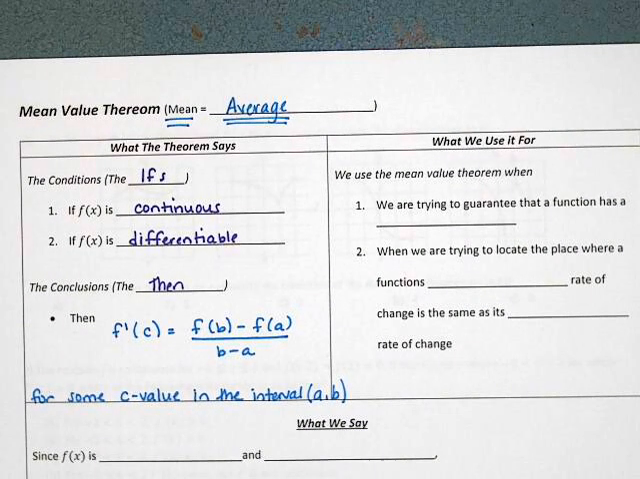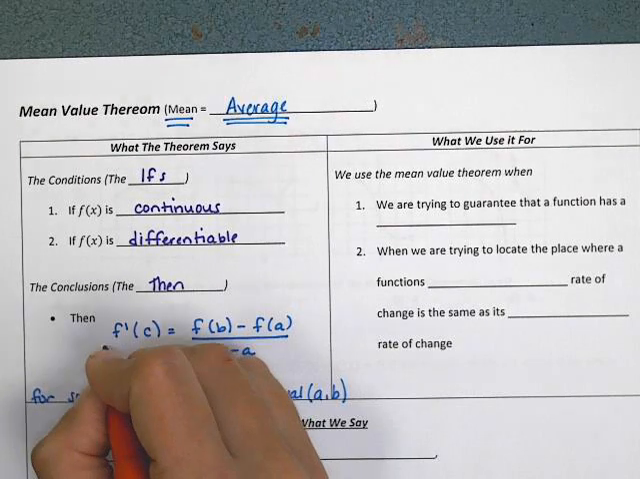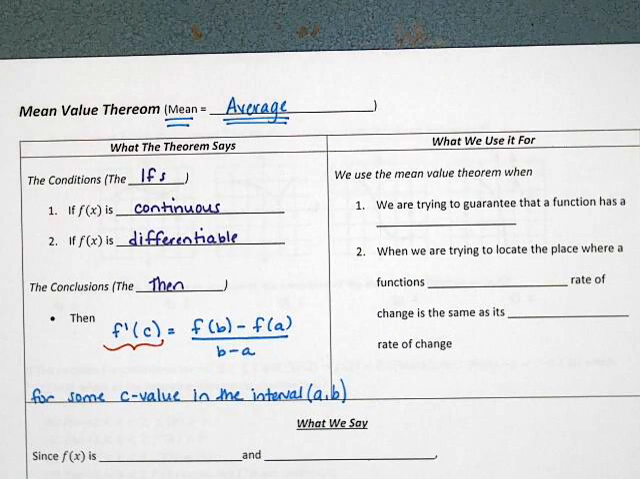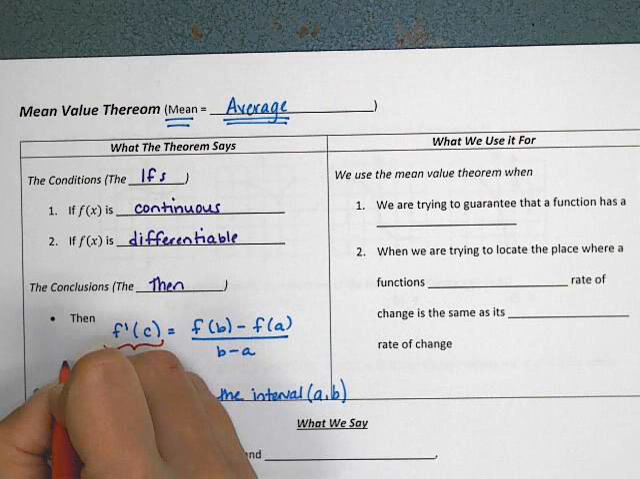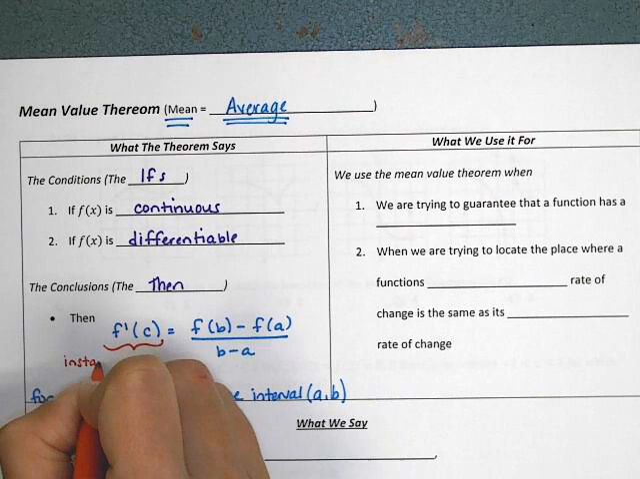So what does this really mean? We know that prime means derivative, but another word for derivative was instantaneous rate of change.